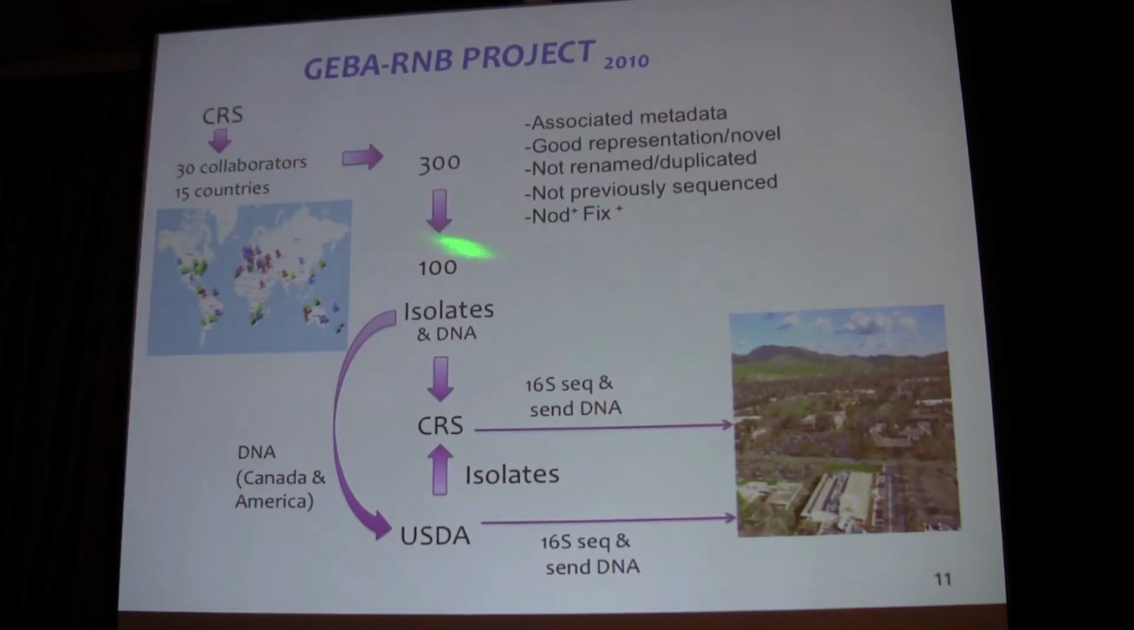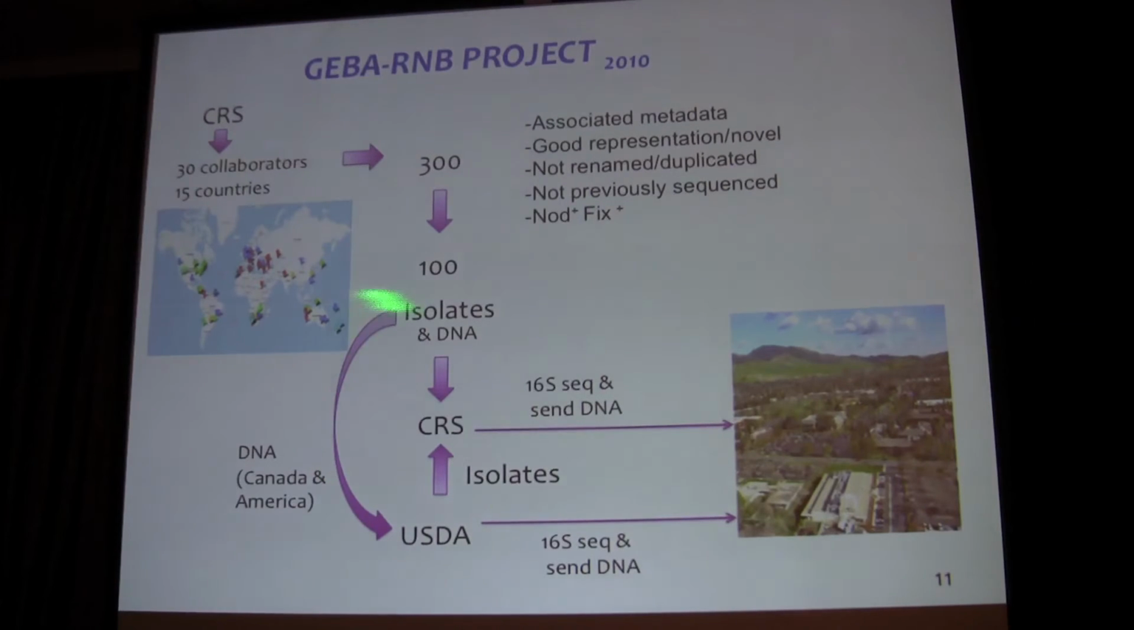So from the 100, we then got the collaborators to send the isolates and the DNA through to the Centre for Rhizobium Studies in WA at Murdoch University. And from there, I coordinated sending the DNA to JGI after doing 16S reads, just to make sure, first of all, that the cultures were pure and that we had the correct genus and species present.